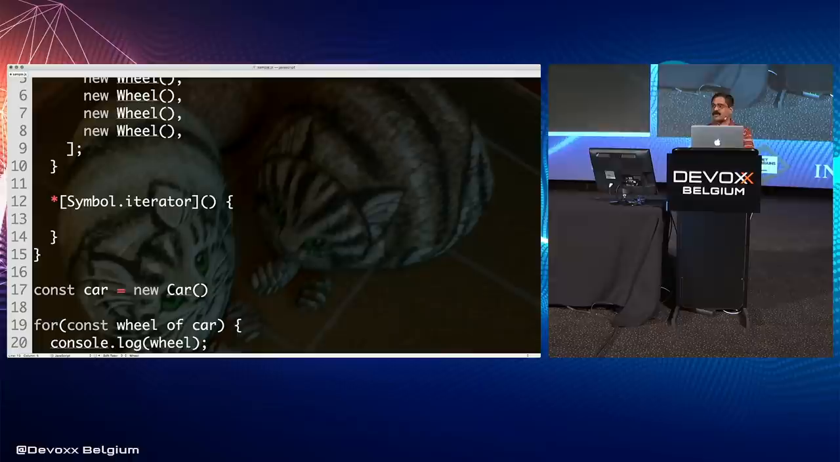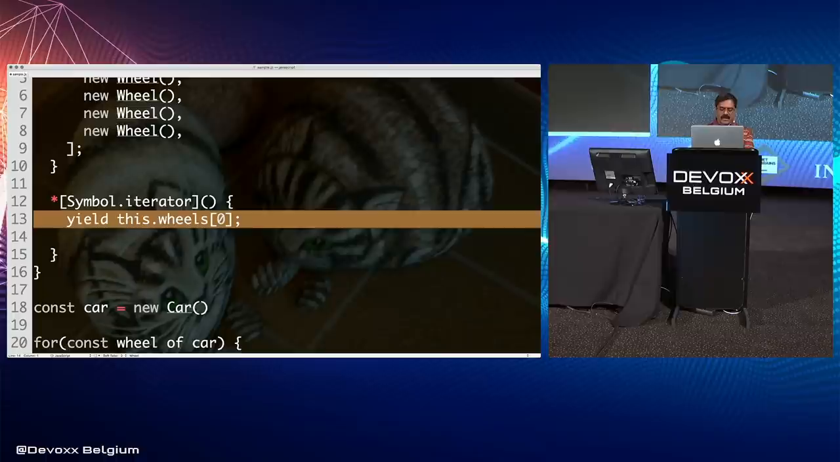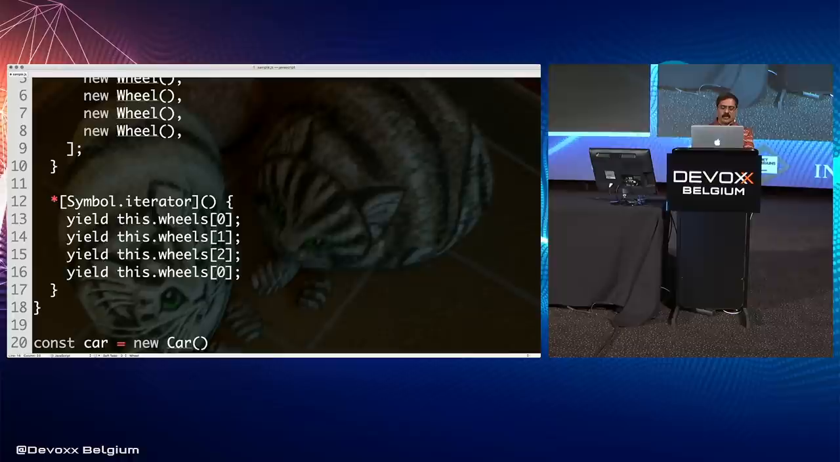So yield, and I'm going to say this.wheels[0], and I can ask it to provide me 4 different values at this point. So I could say, give me 1, 2, and 3, and it gives you the 4 wheels. Isn't that so much better? Well, internally, it's doing a lot of stuff we did already, but we don't have to work that hard.